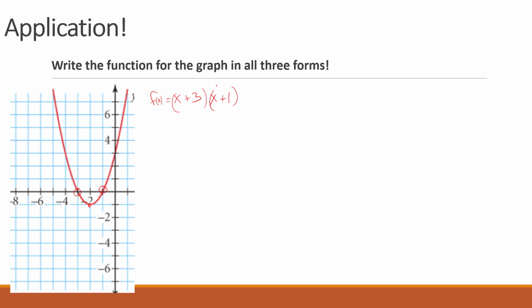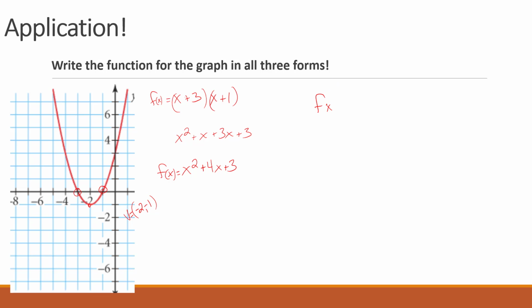So we can figure out our standard form by FOILing. x squared plus x plus 3x plus 3 gives me an x squared plus 4x plus 3. You've got the option now of trying to figure out your vertex form from your standard form, or notice I've got the vertex sitting right here. The vertex is equal to negative 2, negative 1. Those are my h and my k values.